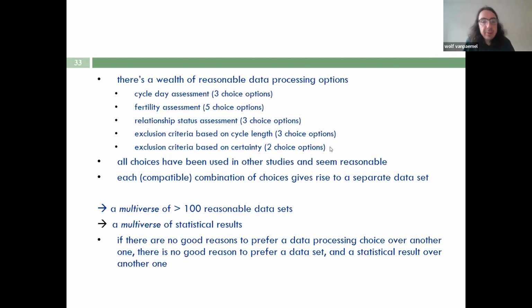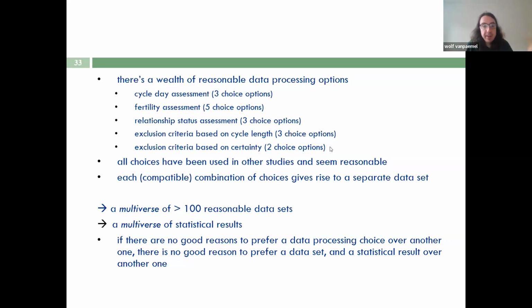So there's a wealth of reasonable data processing options. For the cycle day assessment, there are at least 3. For the fertility assessment, making the binary categorization, there are at least 5. For the relationship studies, there are at least 3. For the exclusion, there are 3 on the cycle length and at least 2 on the certainty. And the interesting thing is, they all combine.